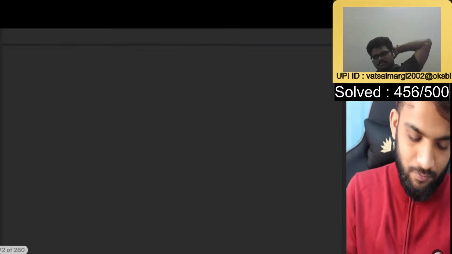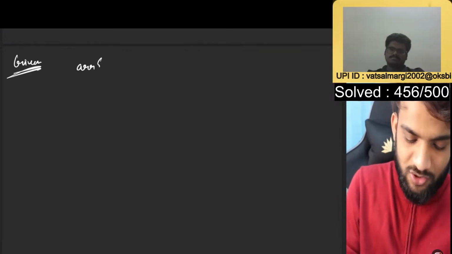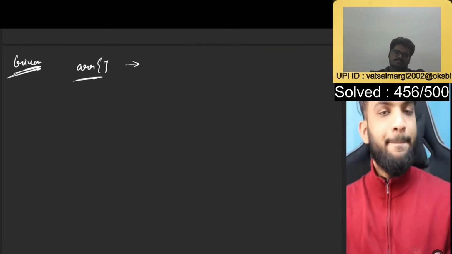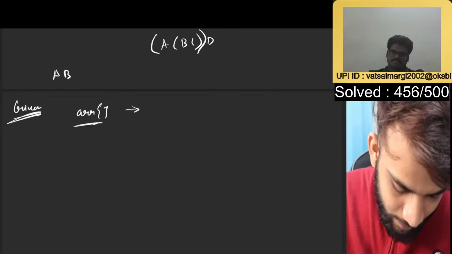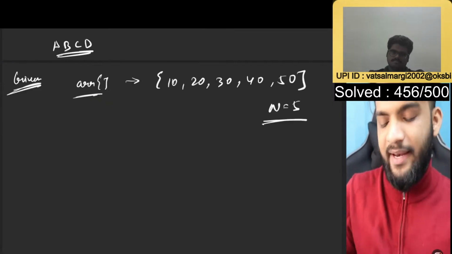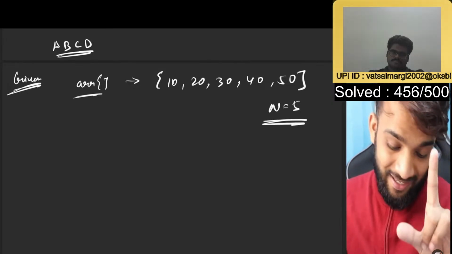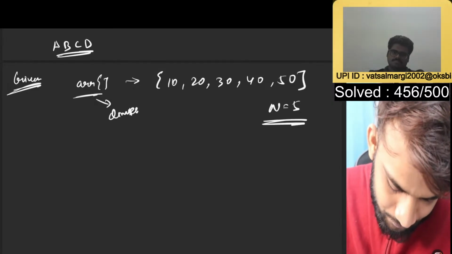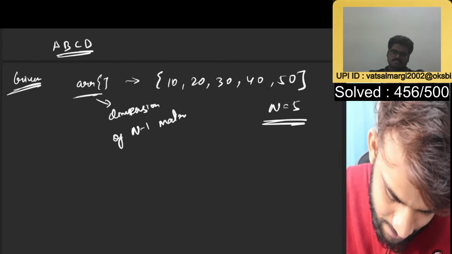So what is given to you? Let's understand what is given to you. You are given an array. Remember this. Now, the example that I took was of 4 matrices. So imagine if I give you an array of 10, 20, 30, 40, 50. Over here, n is 5. So if n is 5, this array resembles the dimensions of n minus 1 matrices.